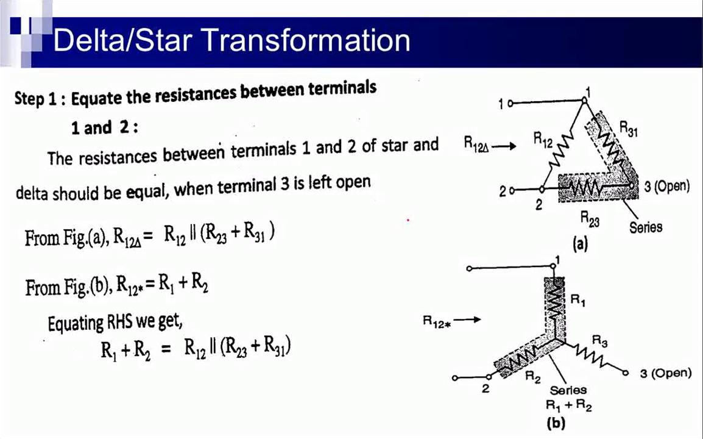So the first step is, see here, a figure A is shown to you, like this type of delta connection. In this, to convert the given delta circuit into an equivalent star circuit, what we have to do is, first of all, equate the resistances between the terminals 1 and 2.